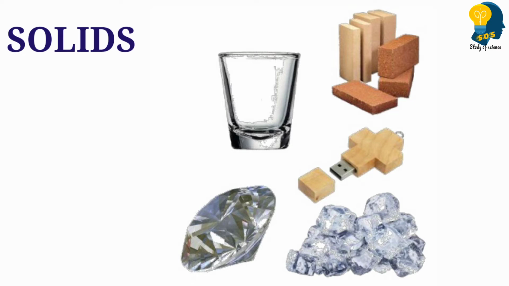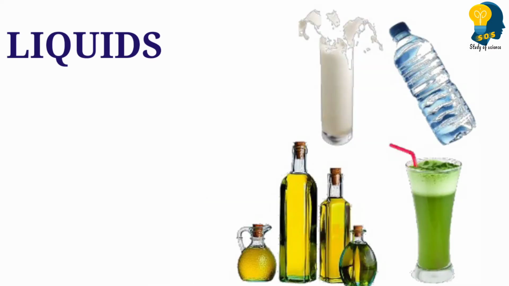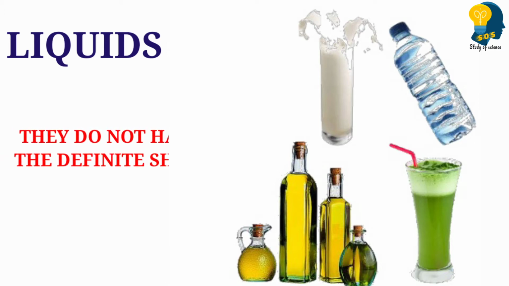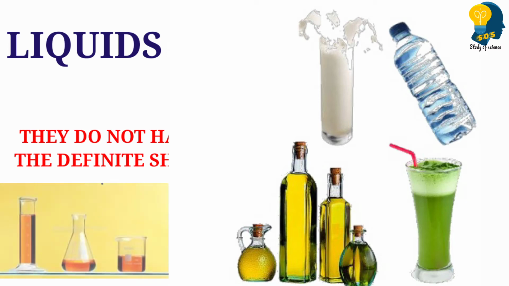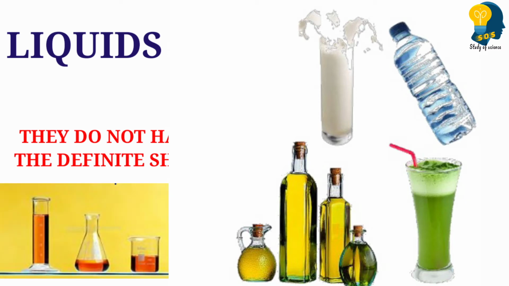Clear? Now let us look at some examples to understand liquids. Here are milk, water, oil and juice. All these are examples of liquids. When we observe all these substances, they do not have a definite shape. That is the one common thing we can find. They do not have a definite shape because we can change their shape when we transfer them from one vessel or jar to another.